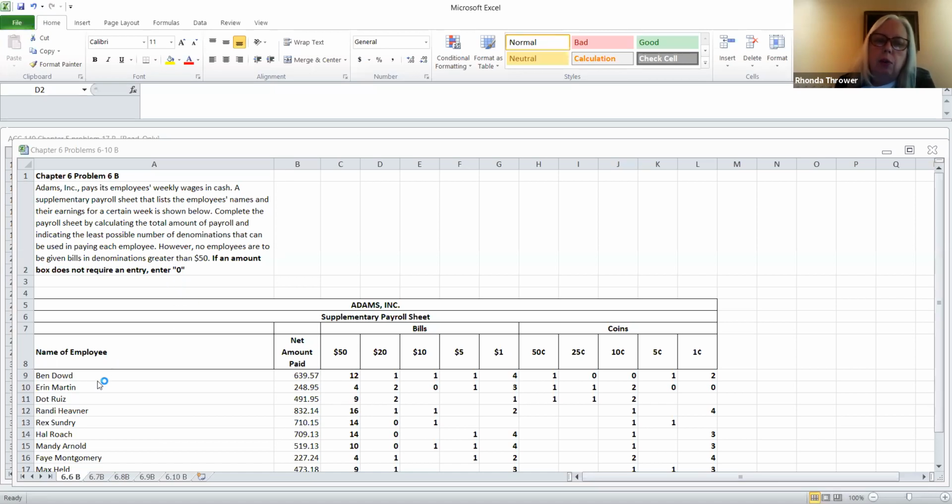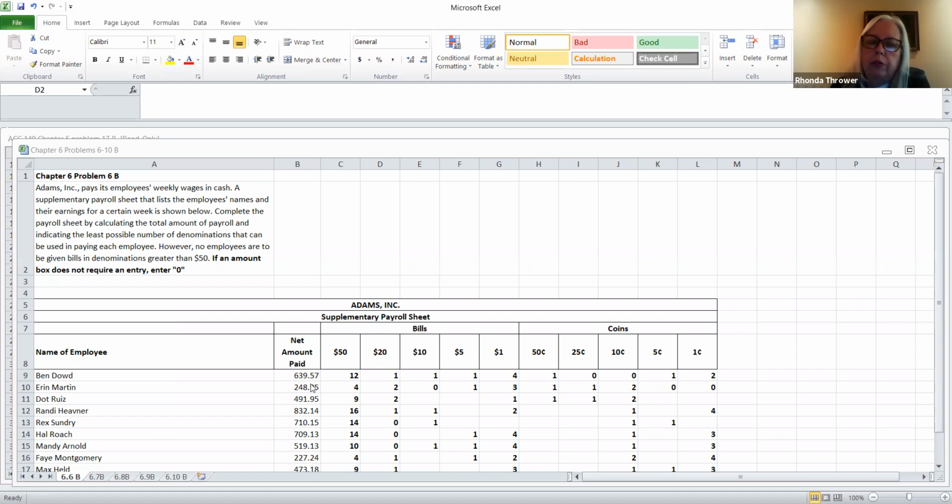Most of these employees, you're going to do this supplementary payroll sheet the same way. So I'm just going to do maybe 2 or 3 employees as an example, because it gets monotonous after a while. And I'm sure if you can do one, you can do all of them. So we're going to start with the first employee, who is Ben Dowd. And you can see that he is being paid a net amount of $639.57. And they're paying him in cash.